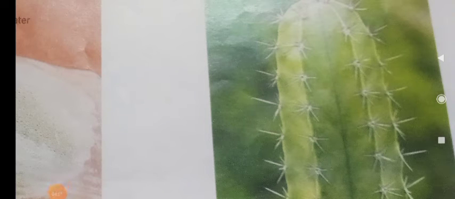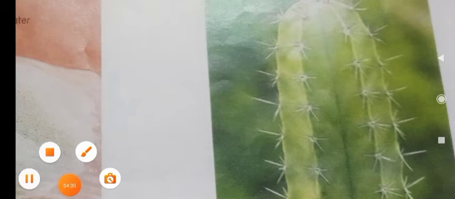And also for defense purposes, you know this cactus has spines on it, isn't it? Why are the spines present? These spines are nothing but leaves. The modified form of the leaves are spines. And what are the spines used for? To protect the plant from enemies.